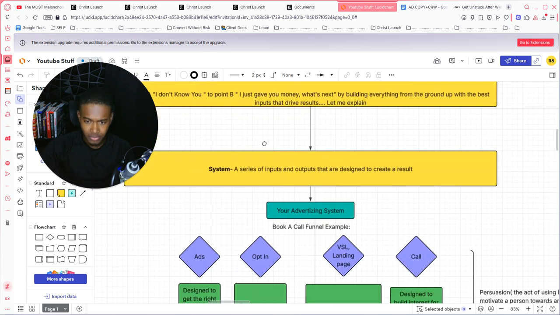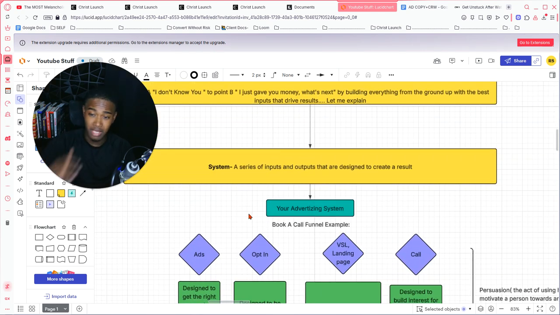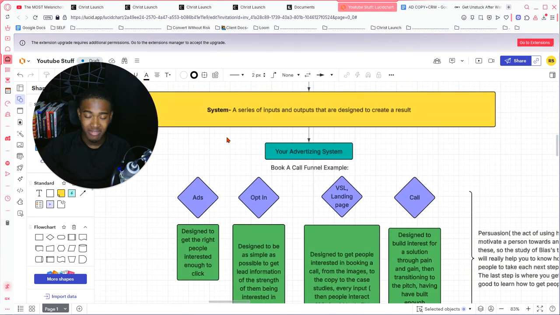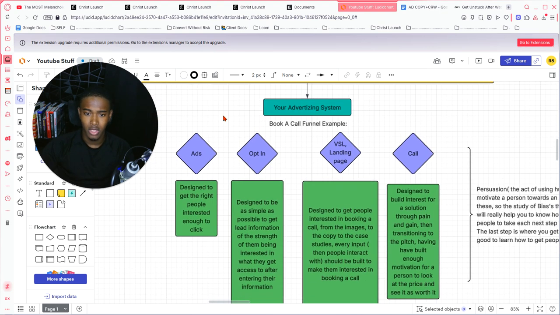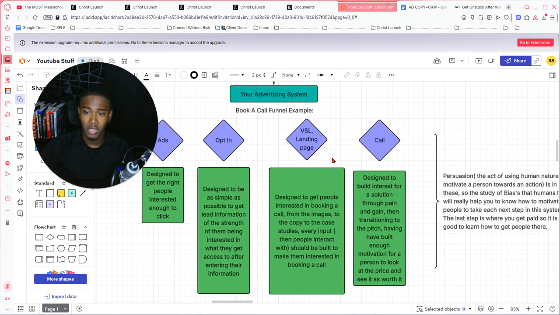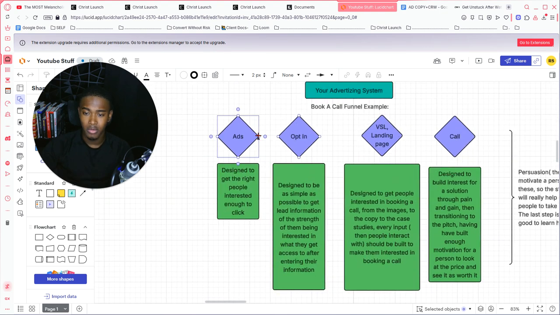Let me explain. Now, a system is a series of inputs and outputs that are designed to create a result. So, an example is your advertising system, which is a book a call funnel, for example. You have ads that get people to click. You have the opt-in that gets people to give you their name, phone number, email. The VSL and landing page that get people to book a call, and the call that gets people to give you money. This is a system. You go from point to point to point to point.